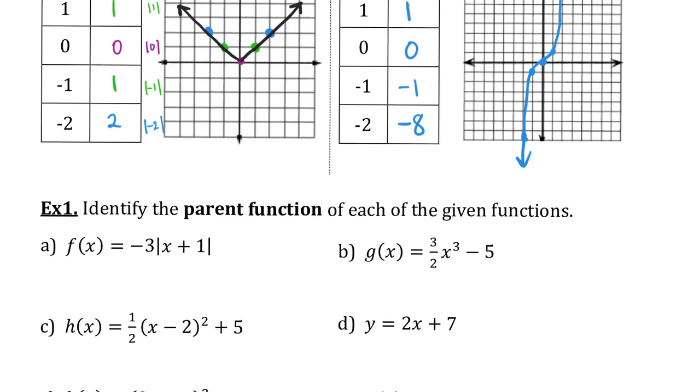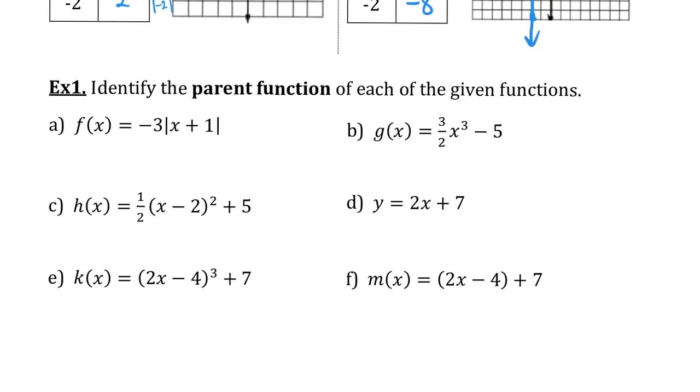So let's look at the first example. Okay, this is just asking for the parent function. The parent function is linear, quadratic, absolute value, or cubic. So you want to look for the variable and you want to see what they're doing to the variable. Let's see, f of x. Remember, f of x is a fancy notation for y equals negative 3, and then I see absolute value of x plus 1. When I see absolute value, I'm like, oh, they're absolute valuing the x. They're doing a bunch of other stuff too, but I know they're doing absolute value. So this is some kind of V shape. I don't know exactly what it is, but it's some kind of V shape, so it's called absolute value.